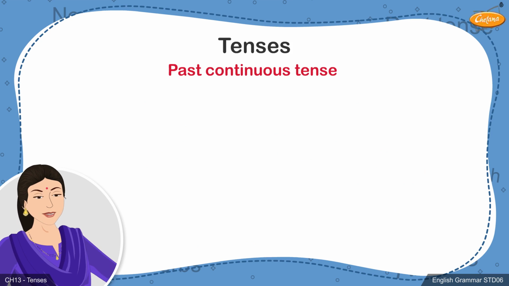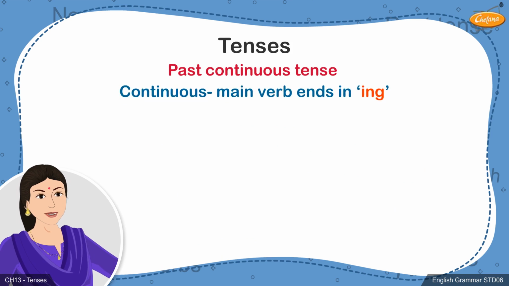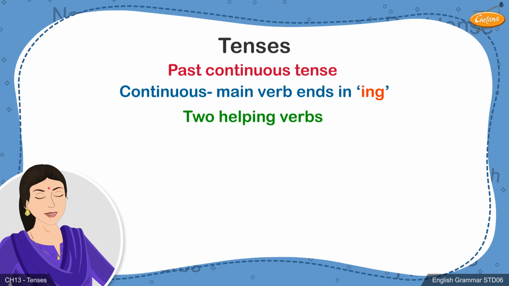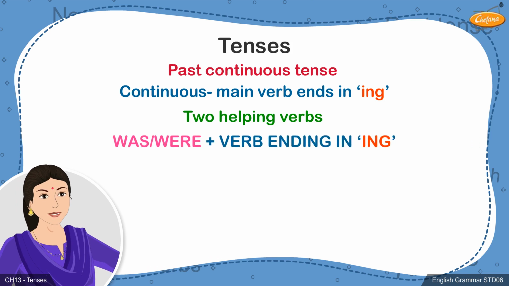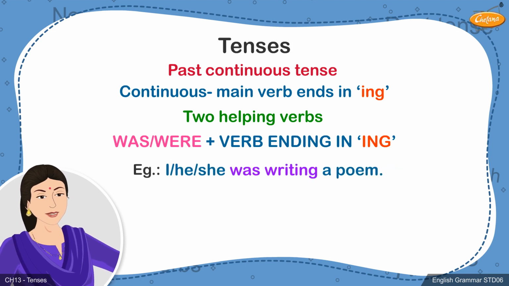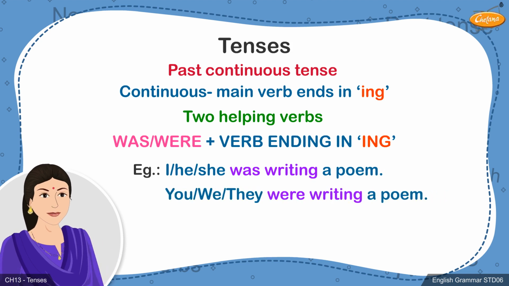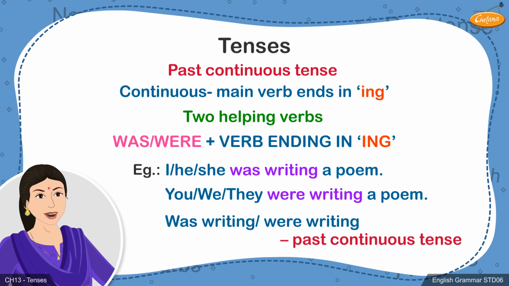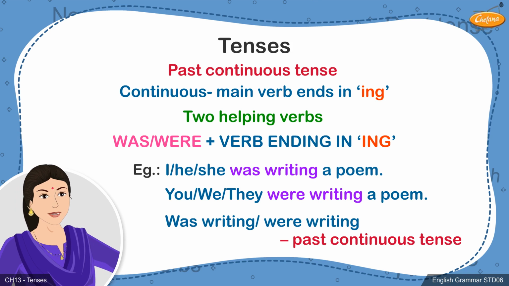Next, we will learn about the past continuous tense verb. Students, we already know a continuous tense verb ends in an ing. We use two helping verbs to form a past continuous tense verb. Was or were, followed by a verb ending in ing. For example, I or he or she was writing a poem. You or we or they were writing a poem. So, both was writing and were writing are the past continuous tense verbs here.